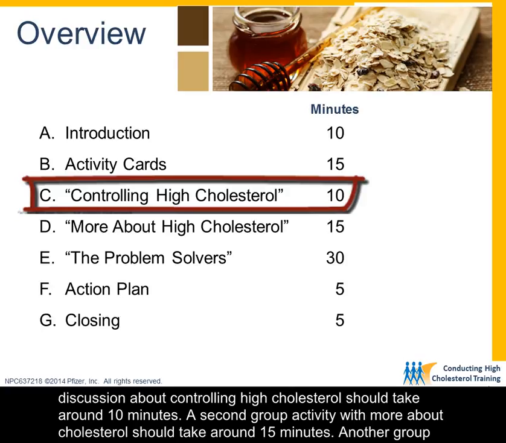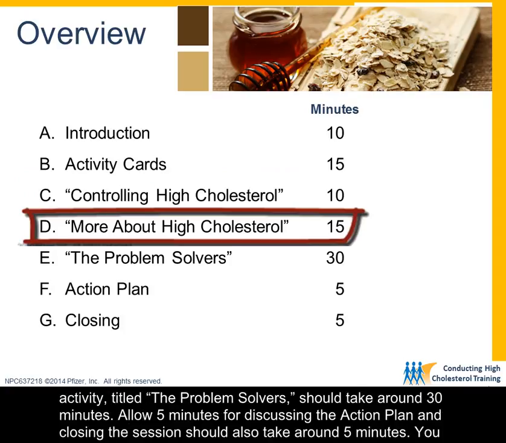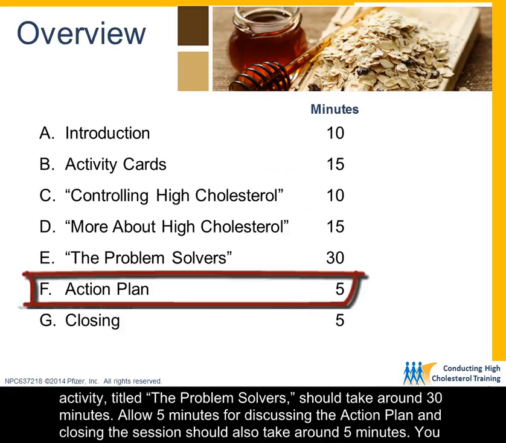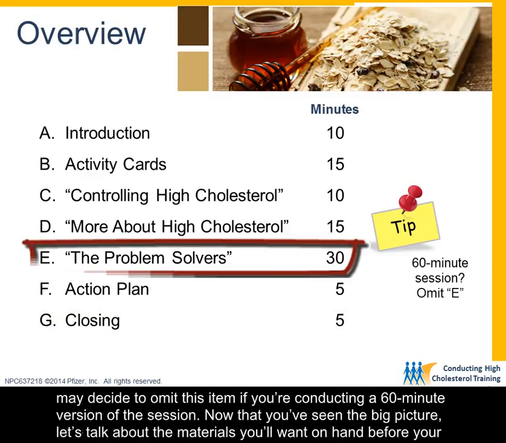A second group activity with more about cholesterol should take around 15 minutes. Another group activity titled The Problem Solvers should take around 30 minutes. Allow 5 minutes for discussing the action plan, and closing the session should also take around 5 minutes. You may decide to omit this item if you're conducting a 60-minute version of the session.